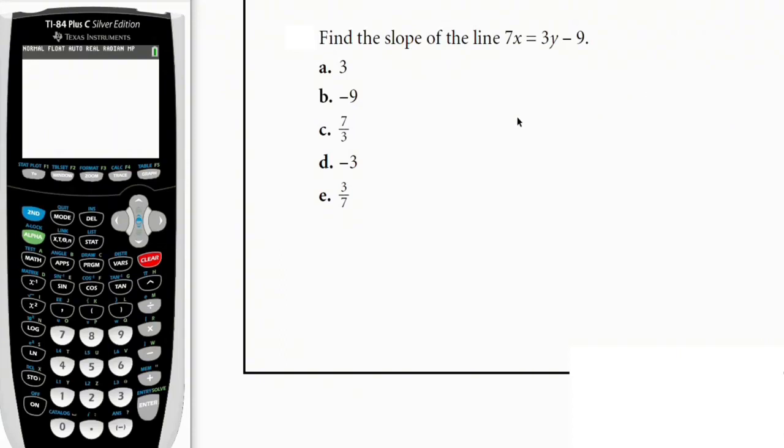Alright, so when you divide both sides by 3, you're going to have 7x over 3 plus 9 over 3. So 9 over 3 is the same thing as 3. So basically our y will be 7x over 3 plus 3. So that's the equation of this straight line graph.